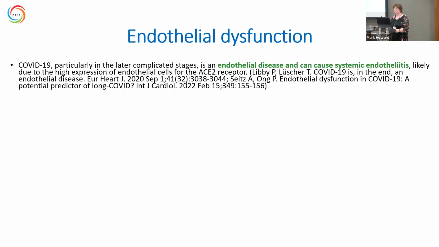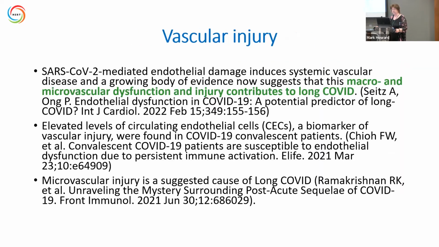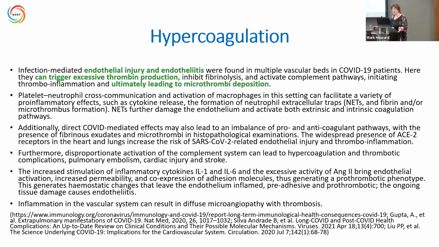Endothelial dysfunction. We're getting a lot of studies now showing that COVID-19, particularly severe COVID-19, is an endothelial disease and can cause systemic endotheliitis. What does that mean? Well, basically vascular endothelium injury and dysfunction. And that leads on to macro and microvascular dysfunction and injury, which contributes to long COVID, an important study there. And we've also got related problems of hypercoagulation. Endothelial injury and endotheliitis can trigger excessive thrombin production, and this leads to microthrombi deposition.